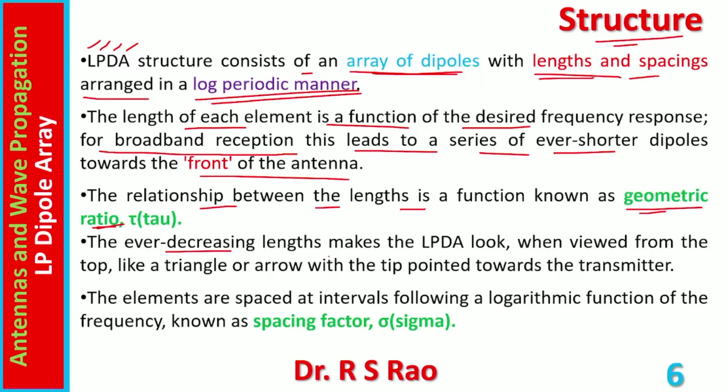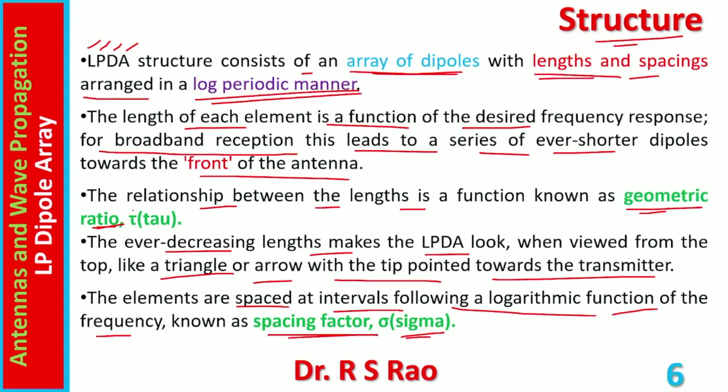The ever decreasing lengths make the LPDA look, when viewed from the top, like a triangle or arrow with the tip pointed towards the transmitter. The elements are spaced at intervals following a logarithmic function of the frequency known as spacing factor sigma. We are going to see tau and sigma, geometric ratio tau, spacing factor sigma.